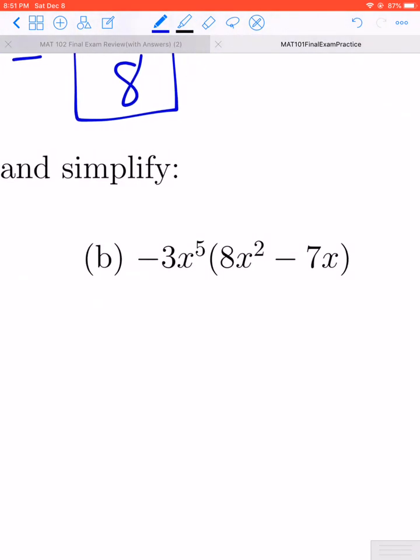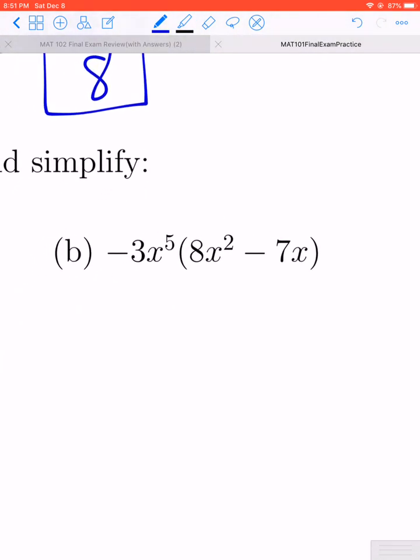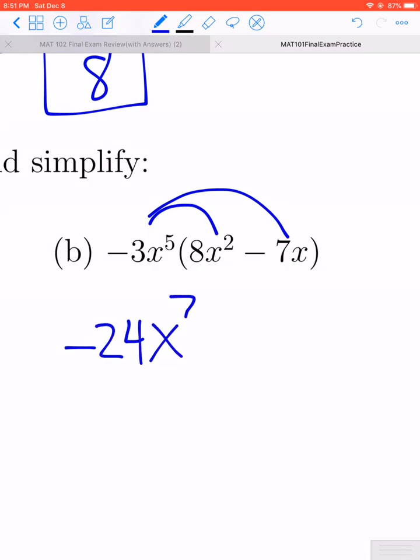Let's look at the next one. We want to distribute a -3x to the 5th into this parenthesis. -3x to the 5th times 8x squared would give us a -24x to the 7th. -3x to the 5th times a -7x would give us a +21x to the 6th.